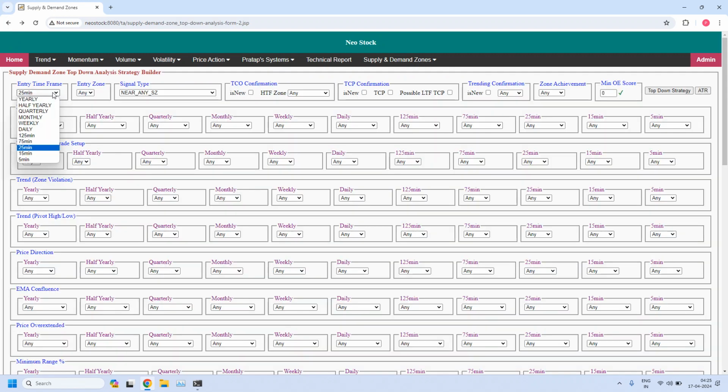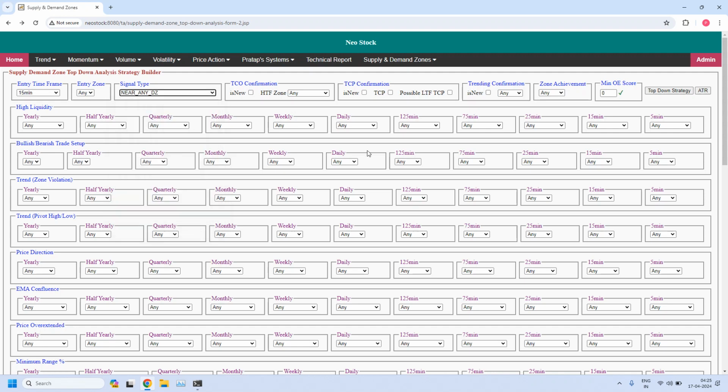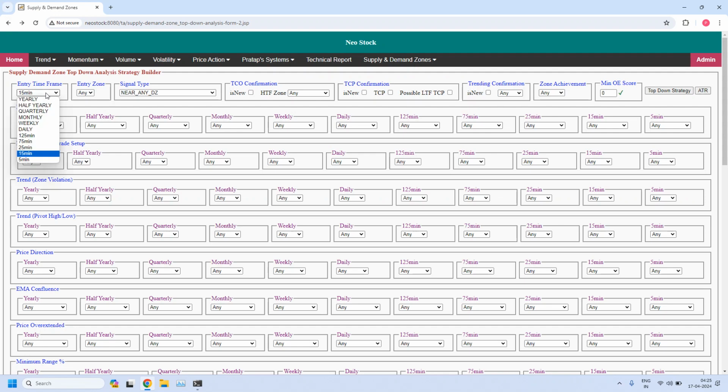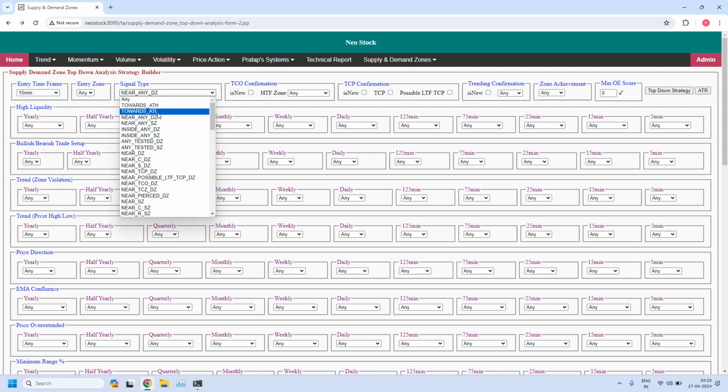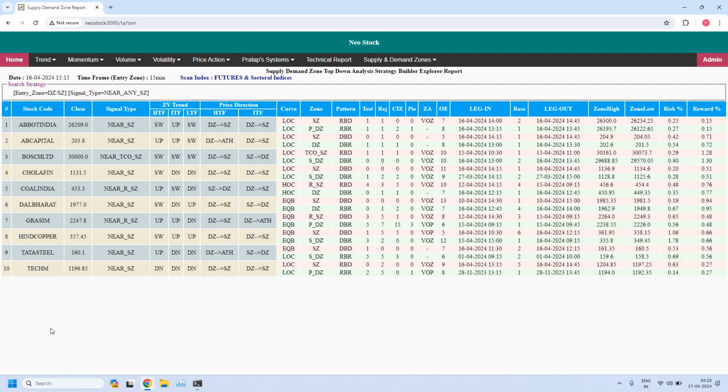Changing the time frame to 15 minutes. Let us find the stocks near 15 minutes demand zone. These 5 stocks are filtered. I'm going back. For 15 minutes time frame, let us find the stocks near 15 minutes supply zone. So these 10 stocks are filtered, which are near to the 15 minutes supply zone.